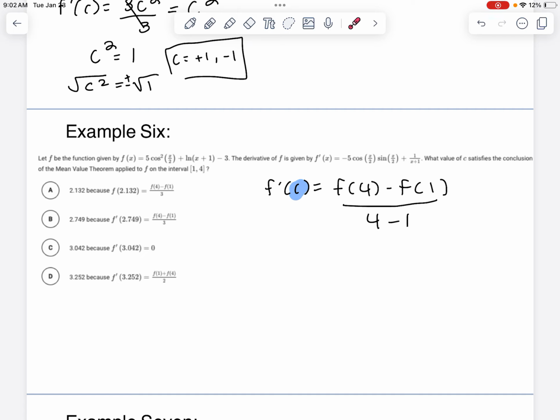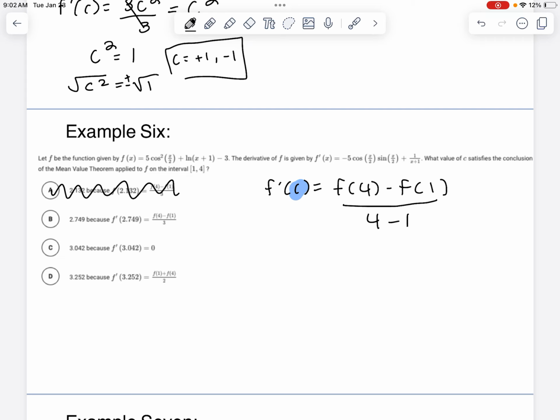Okay, the problem is this is not a derivative, so this automatically can't be the answer, because the mean value theorem is always the derivative, right? It's the derivative equals the average rate of change, not the original function. So that one's out. 2.749, because f prime of 2.749 equals f of 4 minus f of 1 over 3. So that possibly could be right. I don't see anything wrong right away.